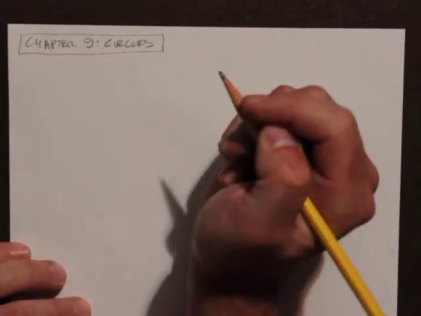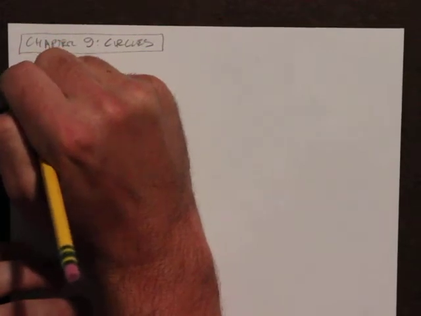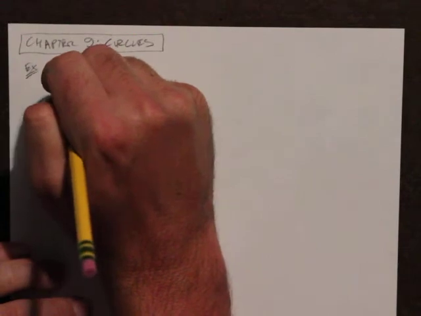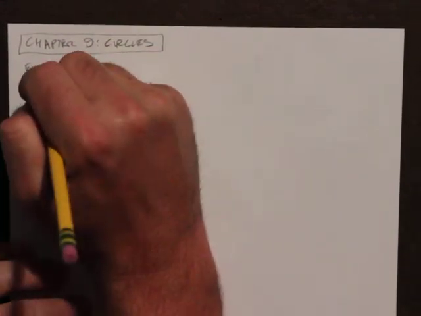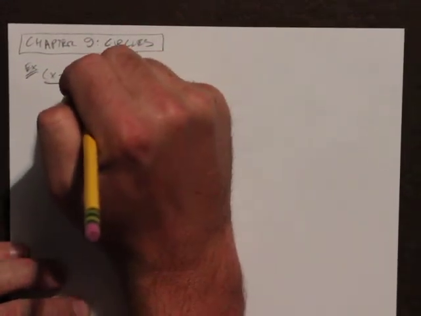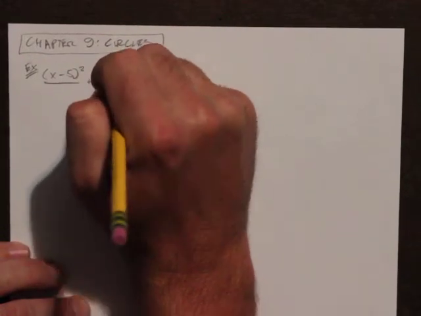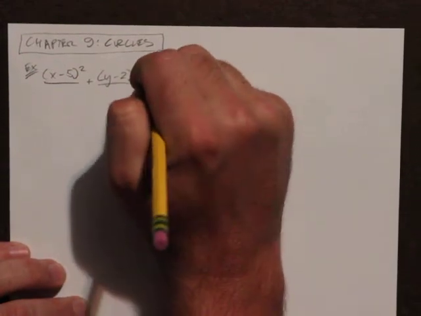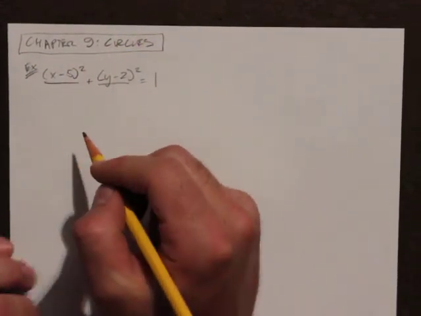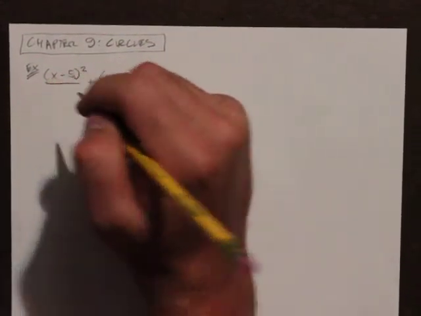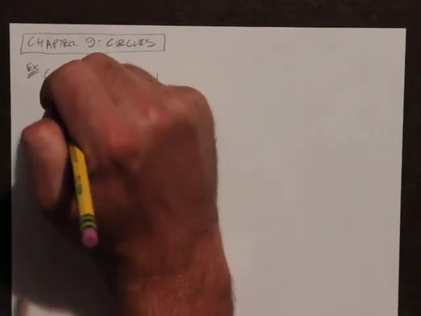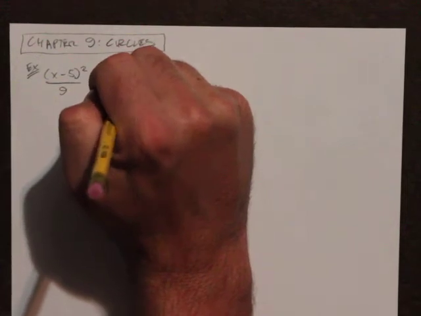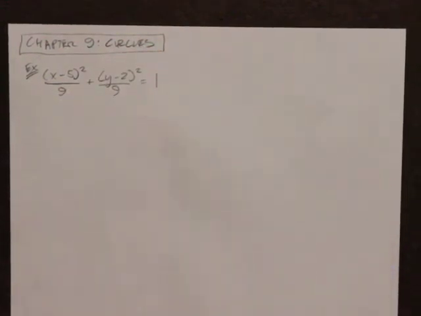Alright, so we're gonna look at a parabola here, and we'll say x minus 5 squared plus y minus 2 squared equals 1. And then we got our denominator here. Let's say our denominator for the x one is 9, and let's also say 9 for our denominator.